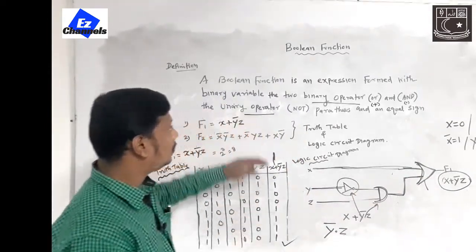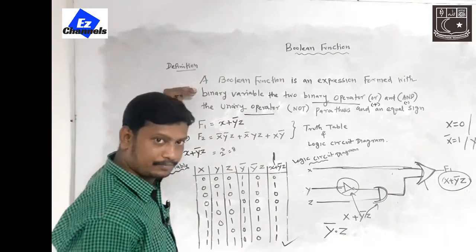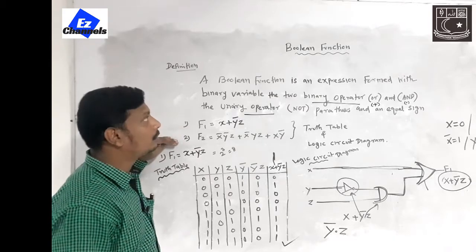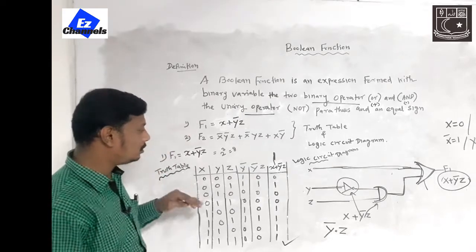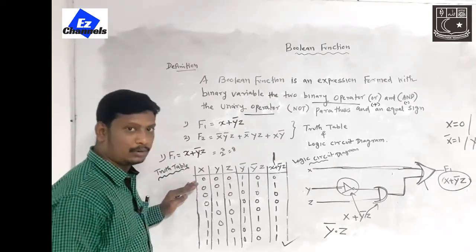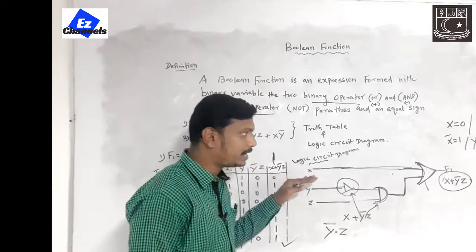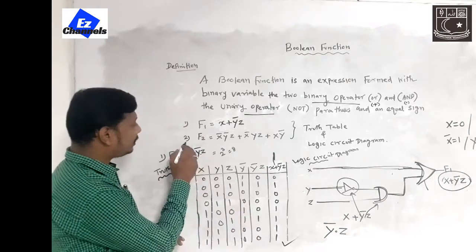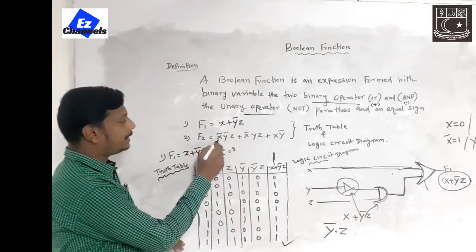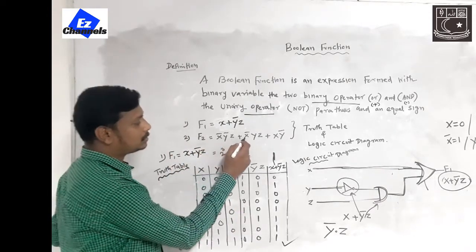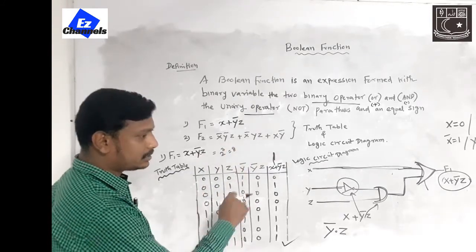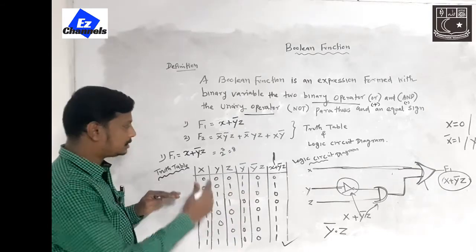So you can write the first definition, and after that the two functions. What is a Boolean function? The function is available, the truth table is available, and the logic circuit diagram is available. So the first one is complete. Let's go to the second one, F2 = x'y'z + x'yz + xy'. In the same way I will implement the table next; I will erase this and continue with function 2.